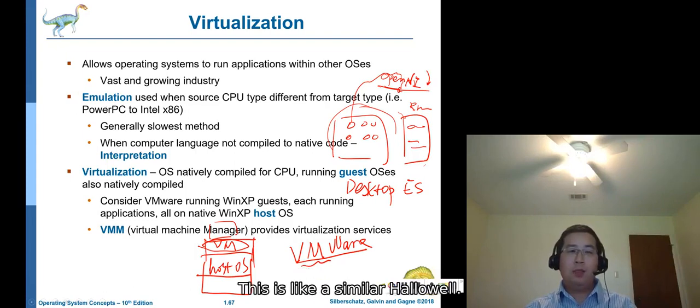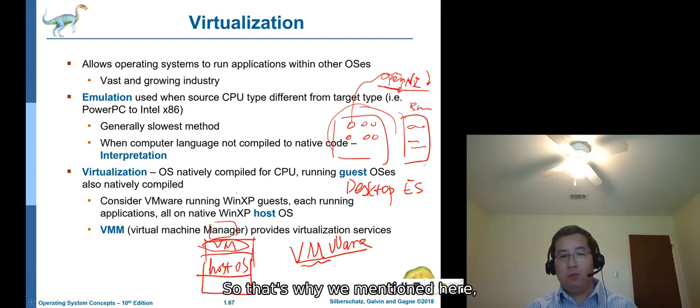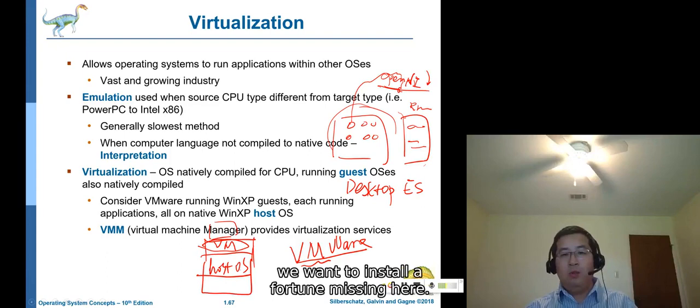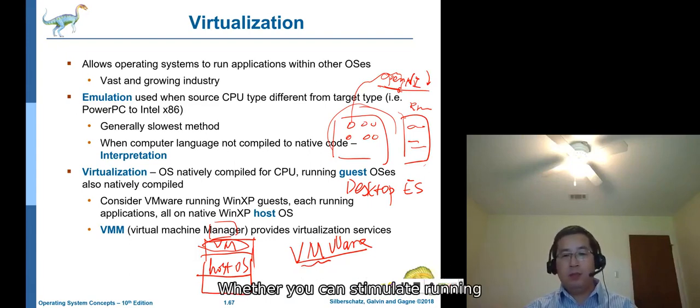This is like simulating hardware. We want to simulate a software running environment, so this is called virtualization. That's why we mentioned here that we want to install a virtual machine, and then we can run some executable which was compiled on some other operating system, but you can simulate running on the host operating system.